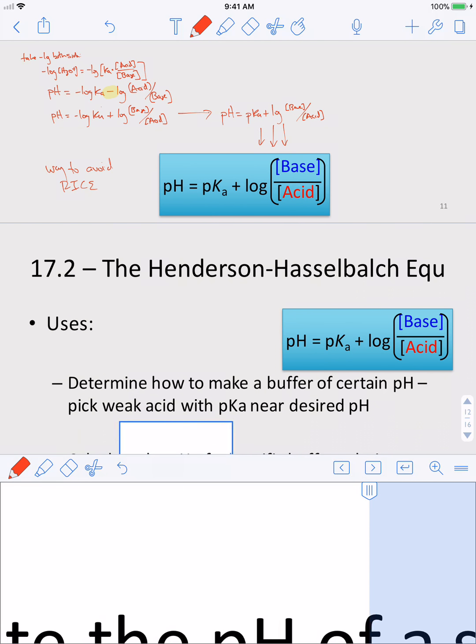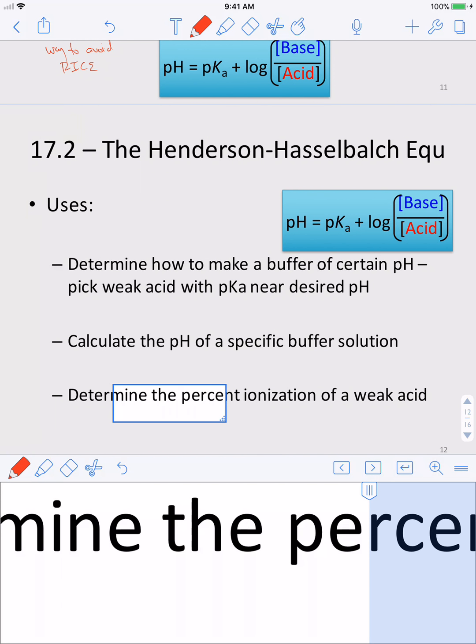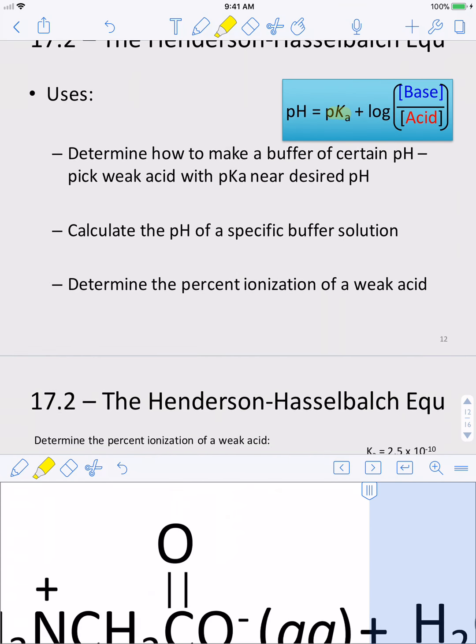All right, we can use Henderson-Hasselbalch in a number of different ways. We can use it to determine how to make a buffer of a certain pH. So we pick a weak acid with a pKa close to the pH we want, and then we adjust the amount of base or acid we have to get our ratio right so that we get the pH that we want. We can calculate the pH of a specific buffer, like we were doing before, or you could even calculate the percent ionization of a weak acid. All right, let's do some of those.